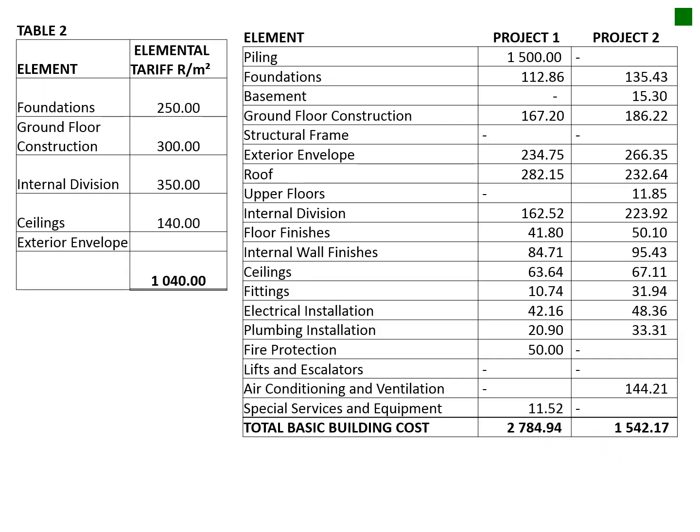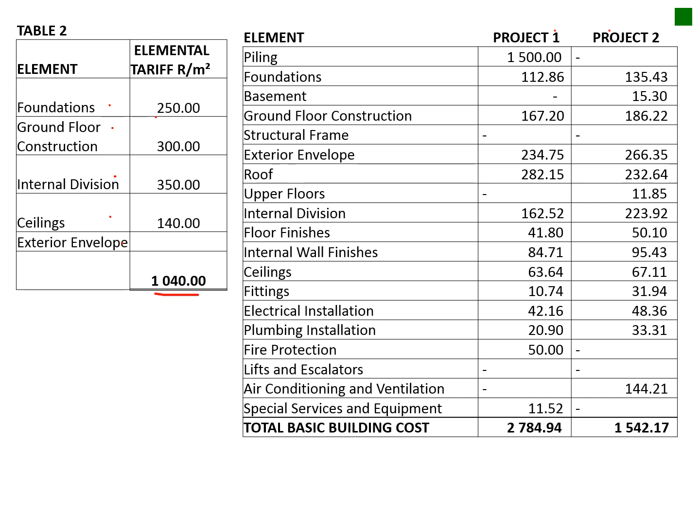Then I just added another example. You can have a look at this, and basically this is what your friend did. He did the following items: ceilings, envelope, and you have 250, and you've got your parametric cost, which amounted to 1,040 Rand.